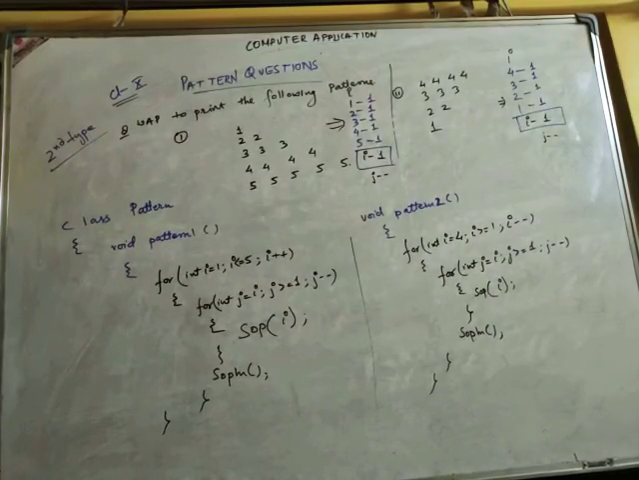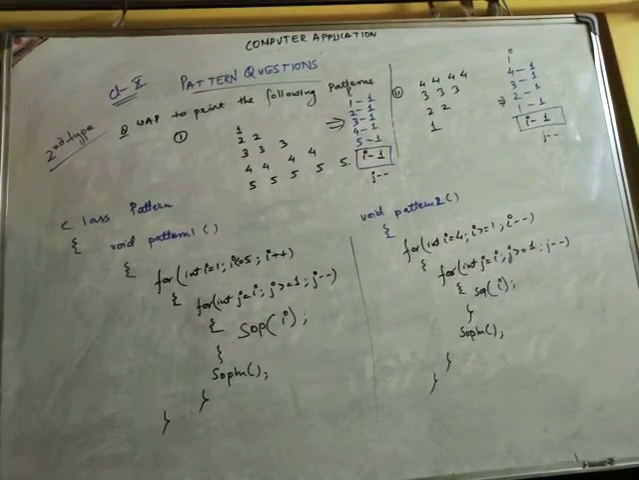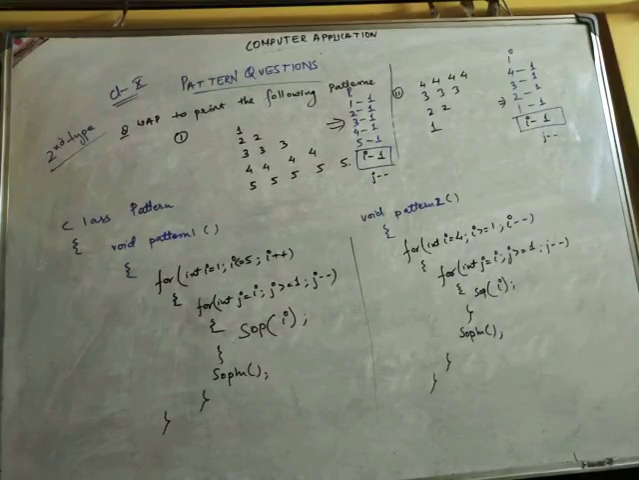Whenever in the second type the values are repeated in each line, we will print I. Okay, and then System.out.println. Clear? So this is how you do the second type pattern questions.